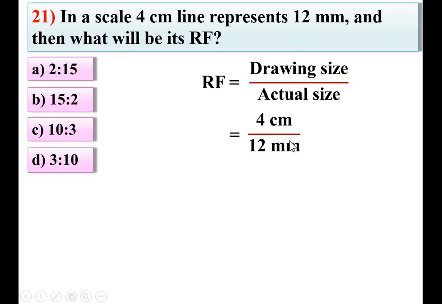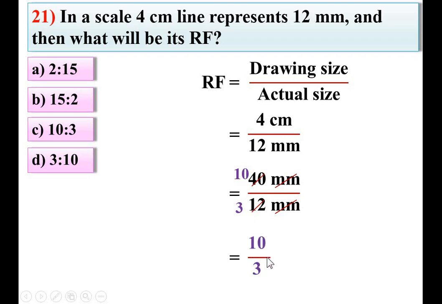But here look at the unit. Both are different units, so first convert any one. I am going to convert the centimeter into mm, so simply multiply by 10. You will get 40 mm over 12 mm. Now mm will be cancelled. Here 10 4s are 40 and here 3 4s are 12, so the remaining terms are 10 by 3. Your representative fraction is 10 by 3. So C is the right answer.